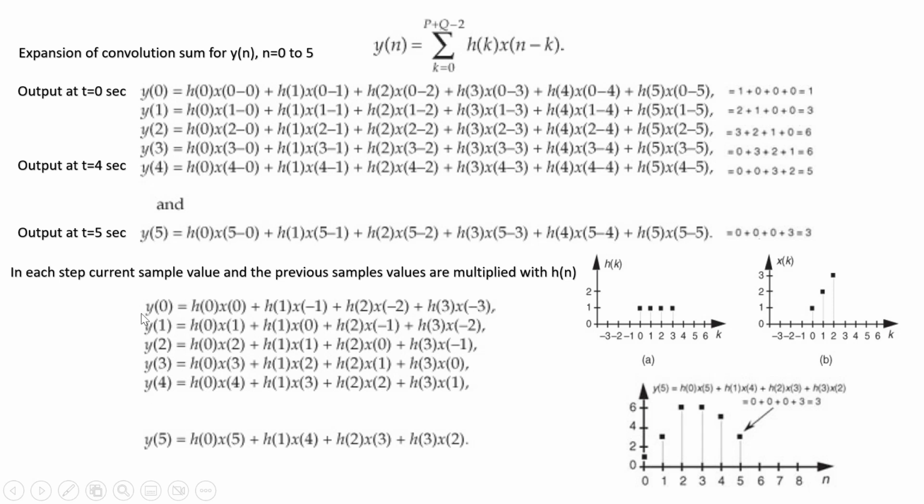Similarly, you can see this one, we will get all the values. Every time we have to take the current value of the samples. For example, this is the current value of the sample after 2 seconds. So the current value and then the previous values of the samples, and then we can get the current output after 2 seconds. So in this way we can implement the convolution.